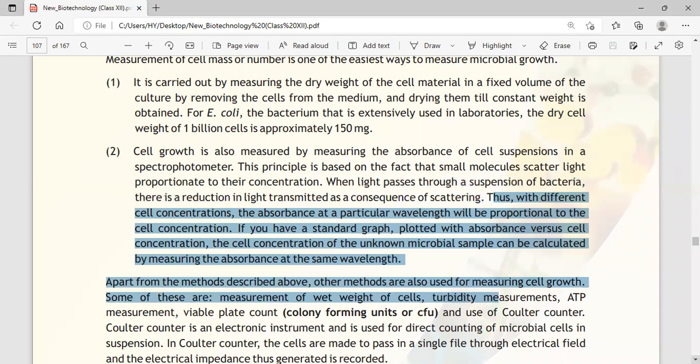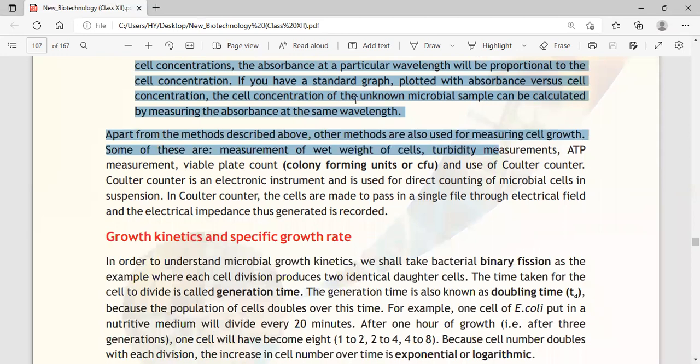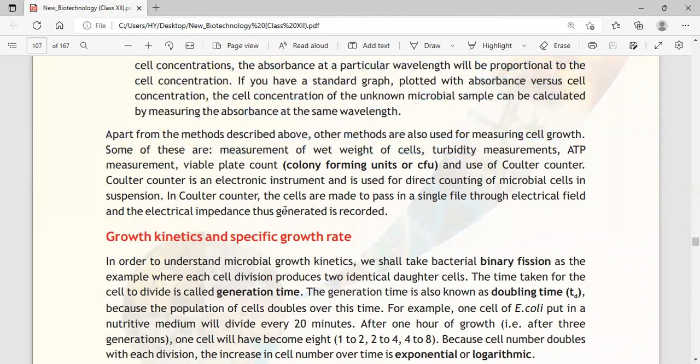The absorbance can be plotted against the cell concentration, and the cell concentration of an unknown microbial sample can be calculated by measuring the absorbance at the same wavelength. Apart from the method described above, other methods are also used for measuring cell growth.